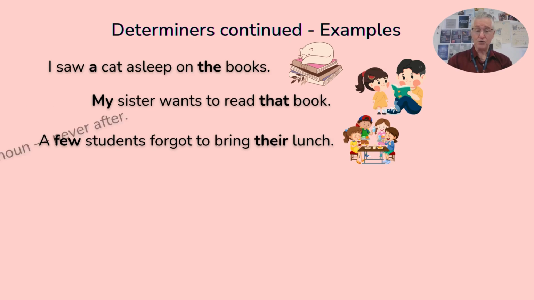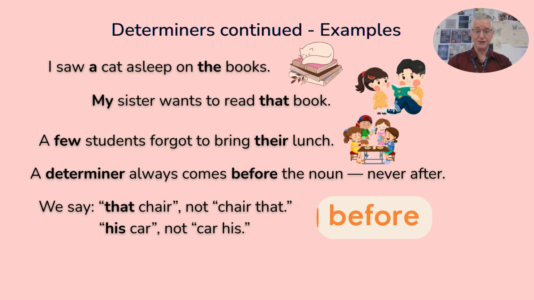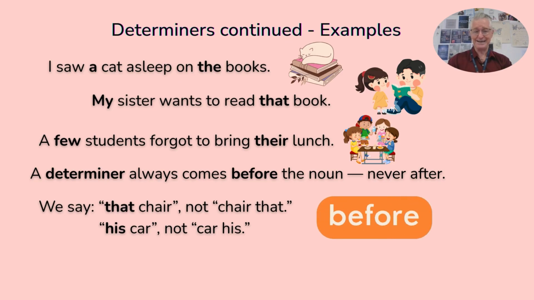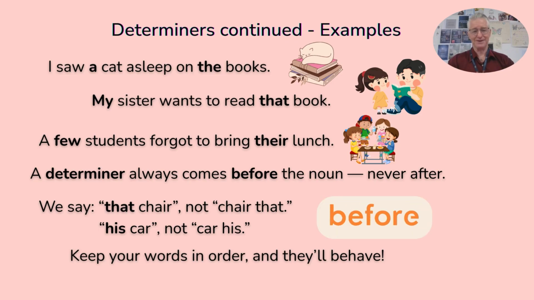A determiner always comes before the noun, never after. That's an important point, especially for Asian speakers. A determiner comes before the noun, never after. We say that chair, not chair that, and his car, not car his. Keep your words in order and they'll behave.